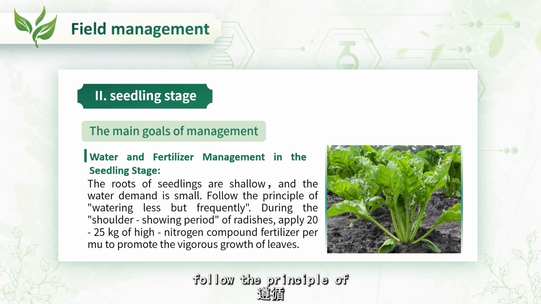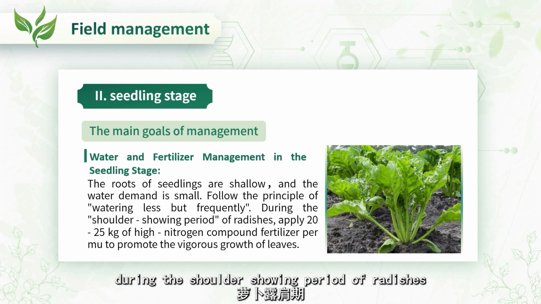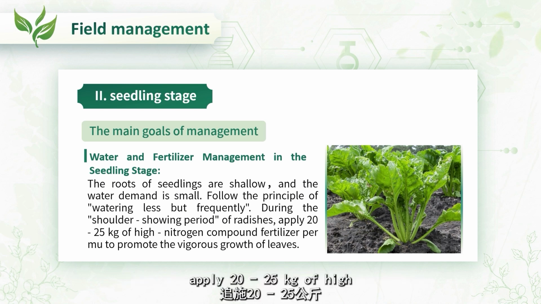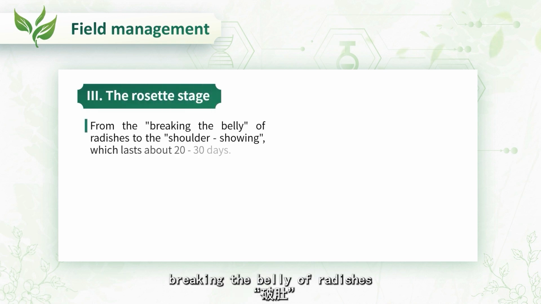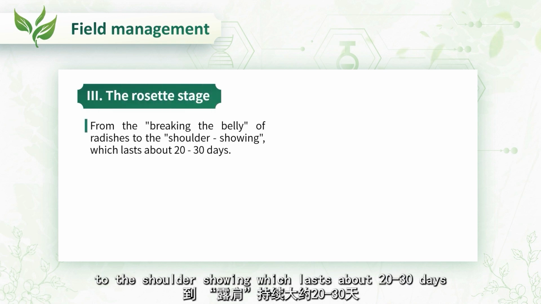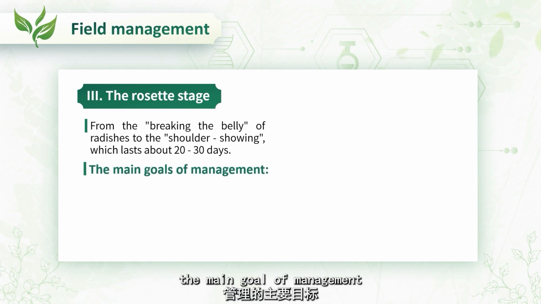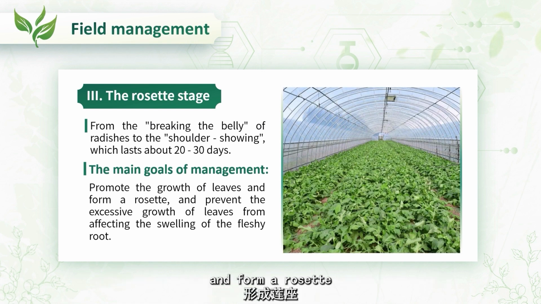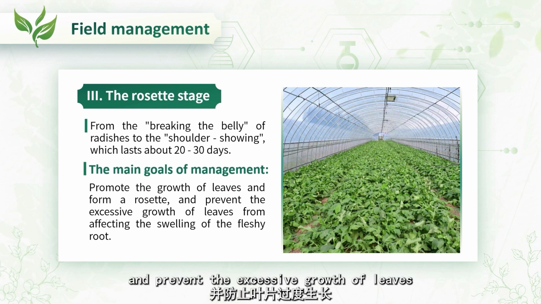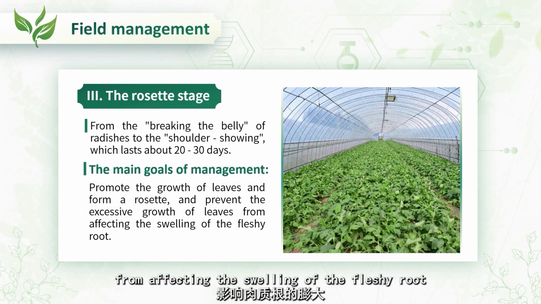Follow the principle of watering less but frequently. During the shoulder showing period of radishes, apply 20–25 kg of high nitrogen compound fertilizer per moo to promote the vigorous growth of leaves. The rosette stage is from the breaking the belly of radishes to the shoulder showing, which lasts about 20–30 days. The main goal of management during this period is to promote the growth of leaves and form a rosette, and prevent the excessive growth of leaves from affecting the swelling of the fleshy root.